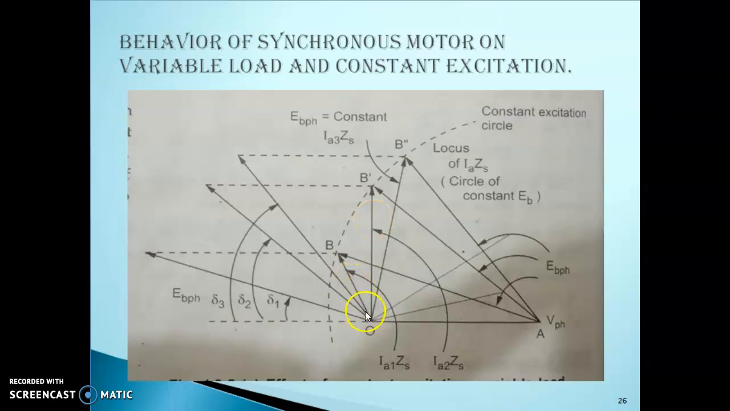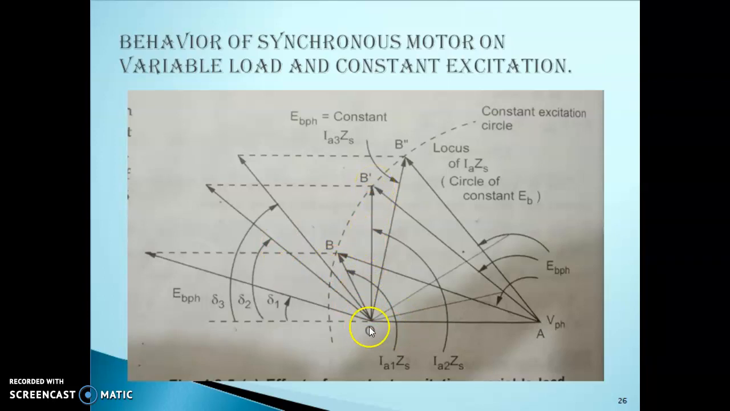In the first case, light load case, we got OB as our resultant phasor. In the medium load case, we got the resultant phasor as OB dash. Okay, and if you observe this OB and OB dash, the magnitude of OB dash is somewhat increased. So when we are loading our motor, the magnitude of EBPH is maintained constant, but load angle delta increases. As load angle delta increases, EBPH shifts from its ideal position towards the right hand side. Okay, and the magnitude of resultant phasor is also increased like this.